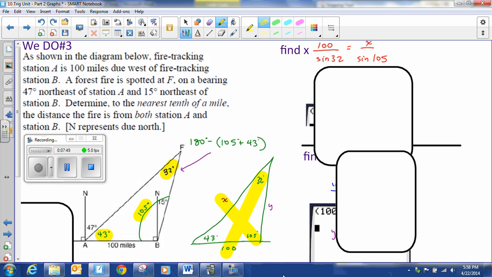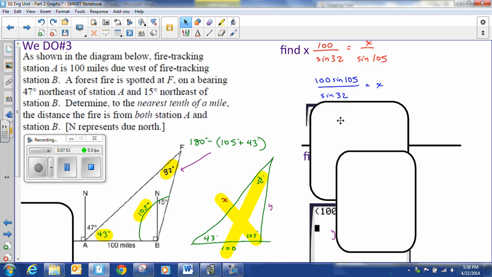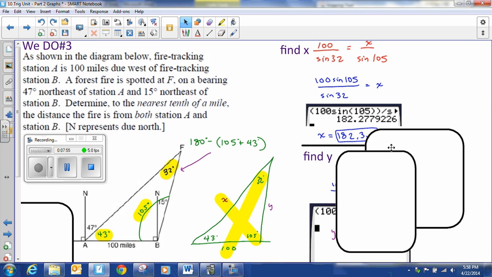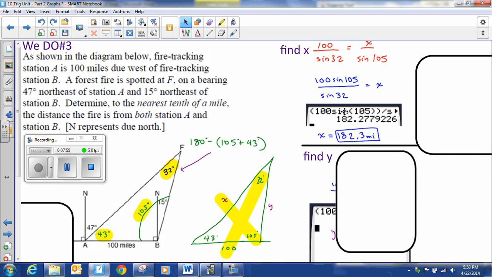So there we go. We're going to set that up just like this, cross multiply, solve for x. And there we have it. Calculator does the tough part for us. And the distance from the fire to fire station A is 182.3 miles.